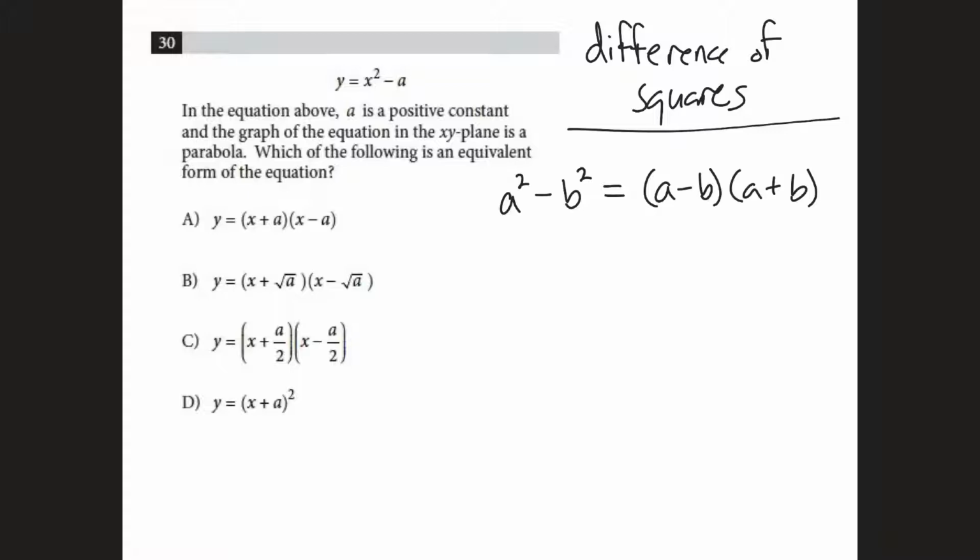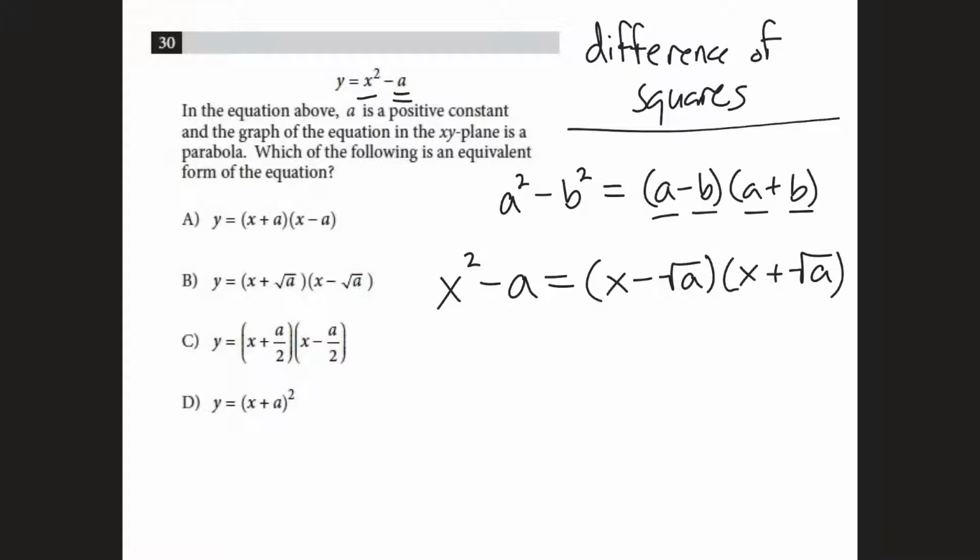If the second term were a perfect square, we would be taking the square root of it to get these two pieces. We're taking the square root of x squared to get the first piece. So x squared minus a will equal the square root of the first minus the square root of the second, which is square root of a, and then square root of the first plus square root of the second. So that looks like answer B.